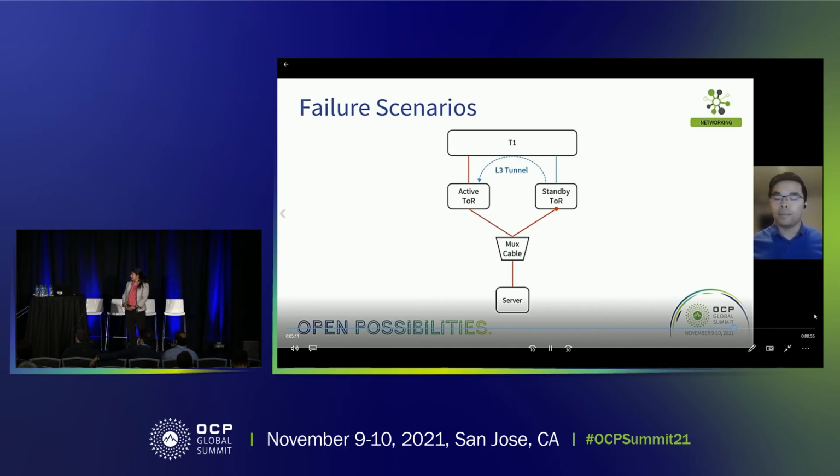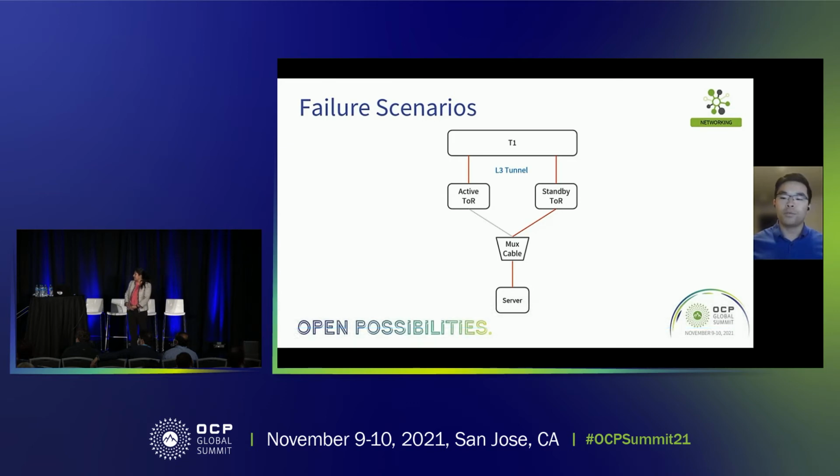And here's a quick animation just to help illustrate the switchover process. Here, the failure scenario is a break on the active TOR's segment of the cable. The standby TOR detects the loss of heartbeat and tears down the tunnel, as well as the ACL rules. It signals the MUX cable to make itself active and continues forwarding traffic.